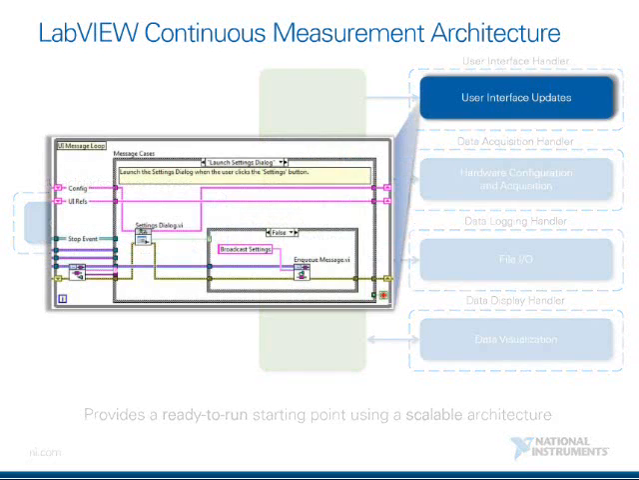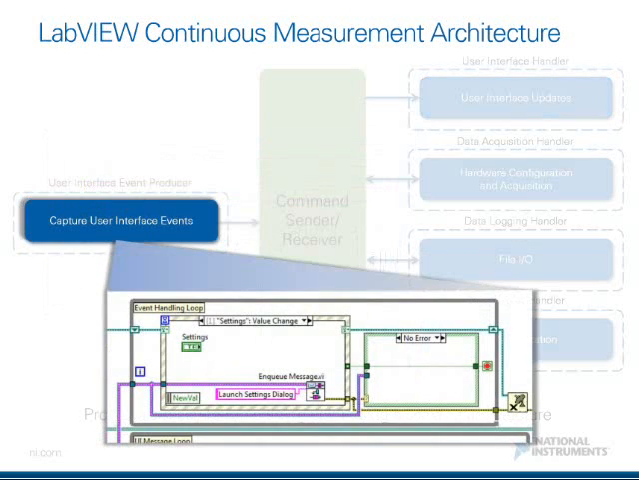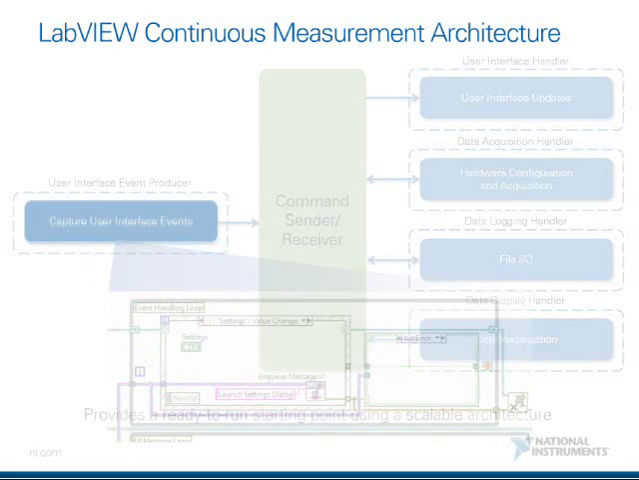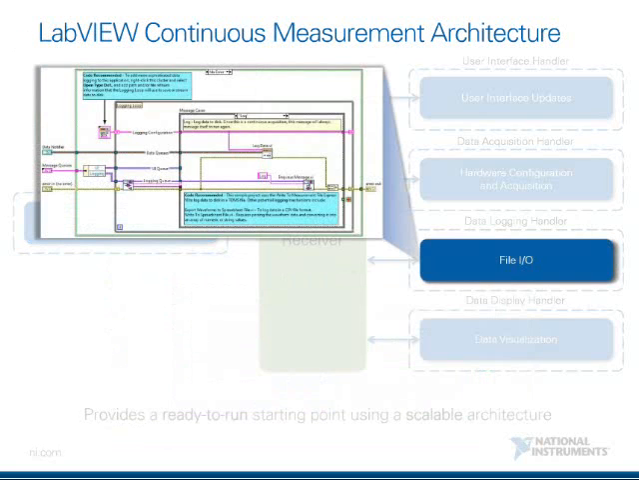Of the various processes in this application, there is a process dedicated to updating the UI and displaying data in the graph to a user. There is, of course, a loop that's constantly capturing user interaction with the front panel and dispatching commands to the appropriate consumer processes. And there is also a loop that's dedicated to constantly streaming this data to disk.